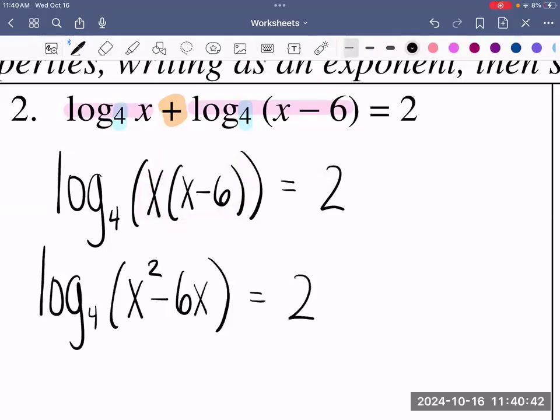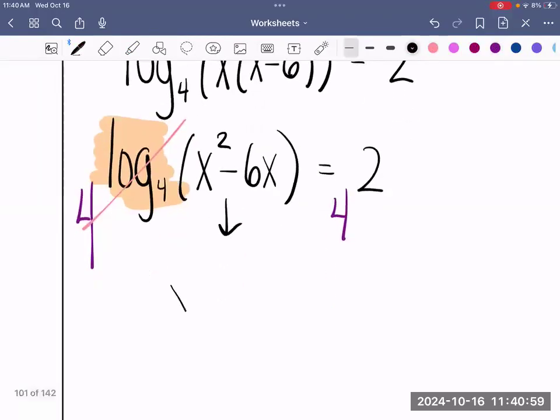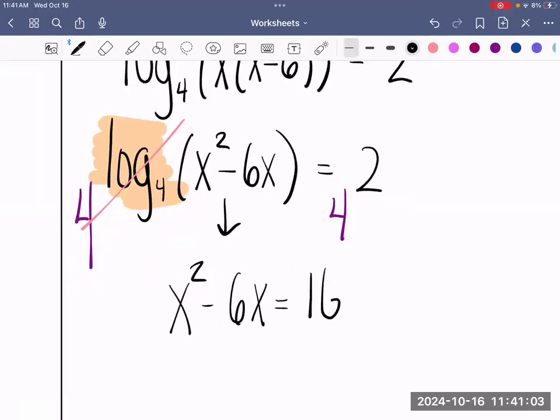is equal to 2. Now that your logarithm is alone and on one side, we can go ahead and use your inverse property or your swoop method. So we're going to write a 4 on either side. That allows us to cancel and this drops. So we're left with x squared minus 6x is equal to 4 squared, which is 16.